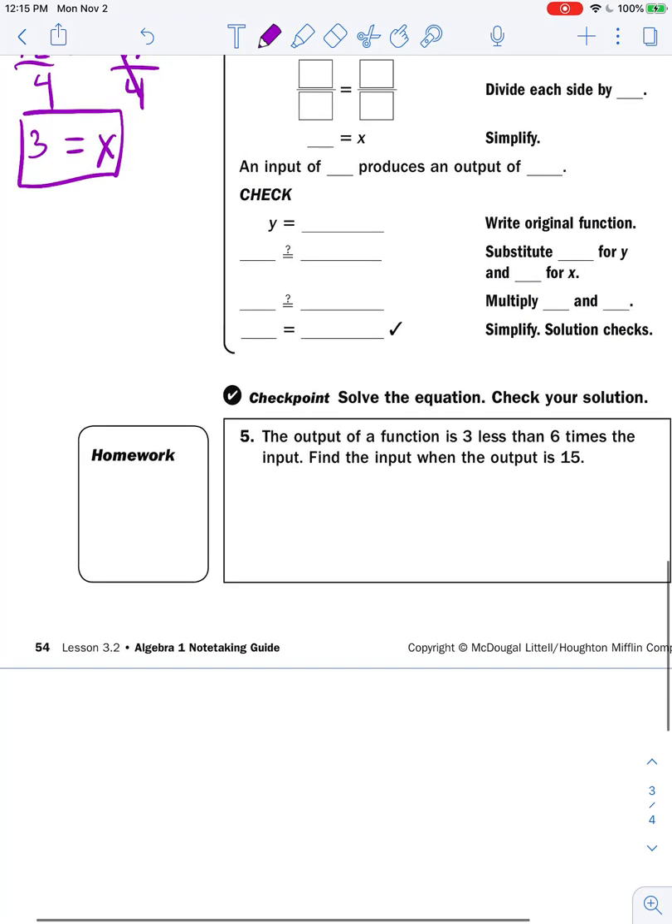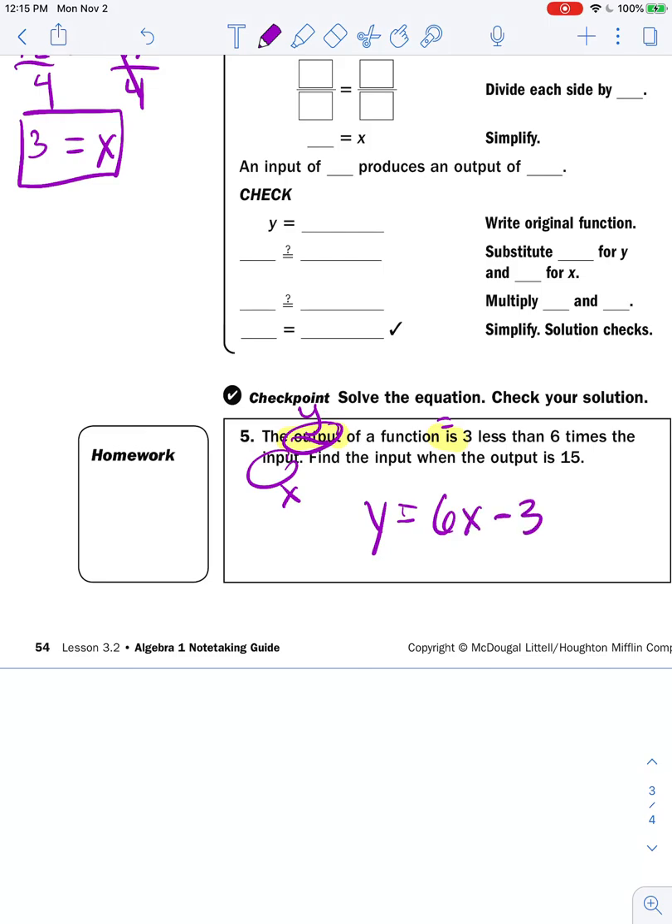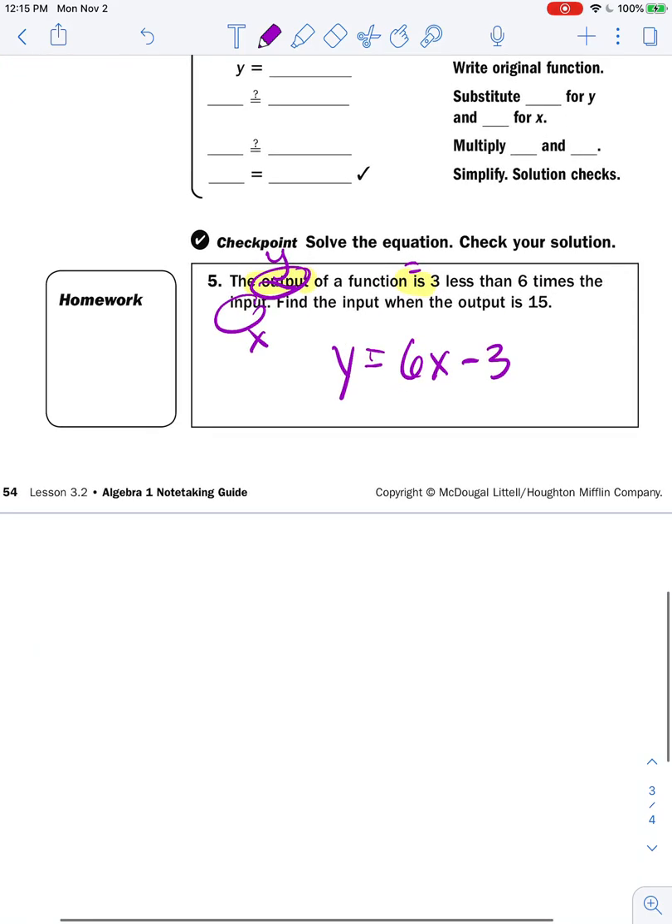Okay, same thing in this last one. We're going to go ahead and try to figure out output's going to be y is going to be equals 3 less than 6 times the input, which is x. So my equation will be y from the output is, so that's going to give me an equals. And then I have to think 3 less than 6 times the input. So I have 6 times the input, and then 3 less than that would be a minus 3. So that's the problem that I'm trying to solve.